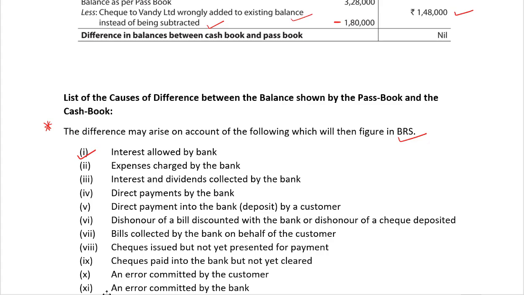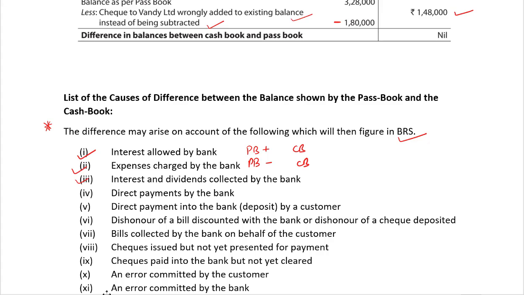First, bank interest allowed by the bank. Second, expenses charged by the bank. So the bank will charge the expense as per passbook, there would be a minus. As per cash book, no entry would be there. In the first, interest allowed by the bank, in the passbook there will be a plus. In the cash book there will be no entry.